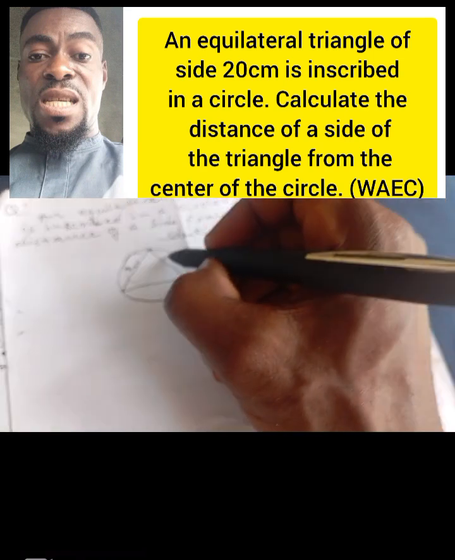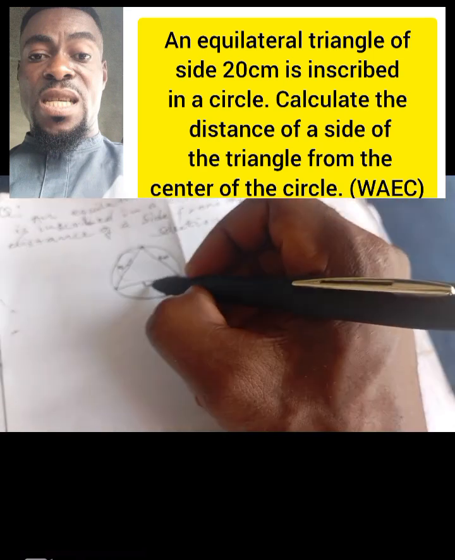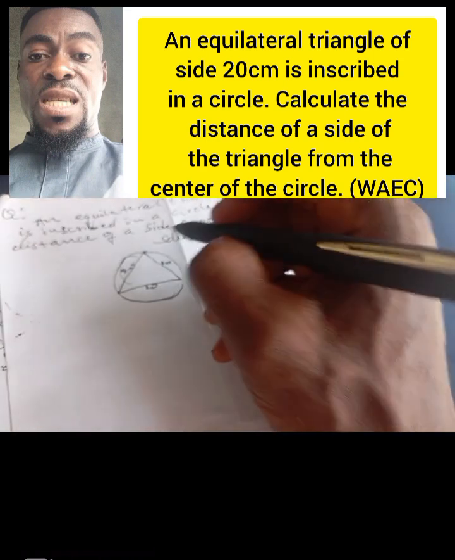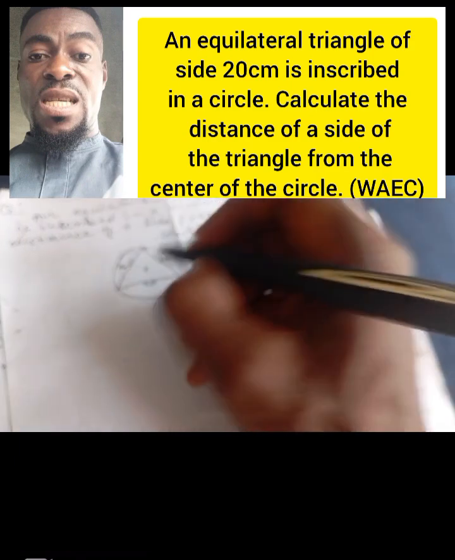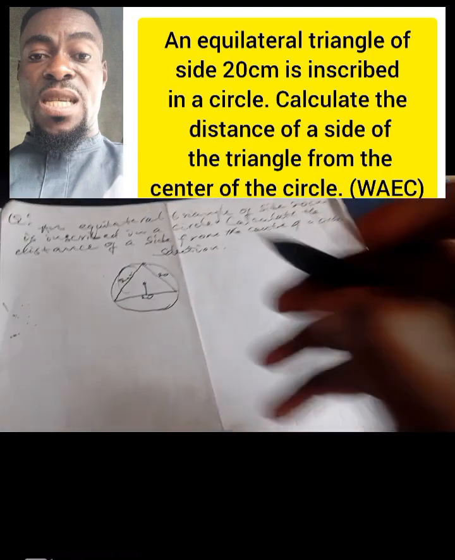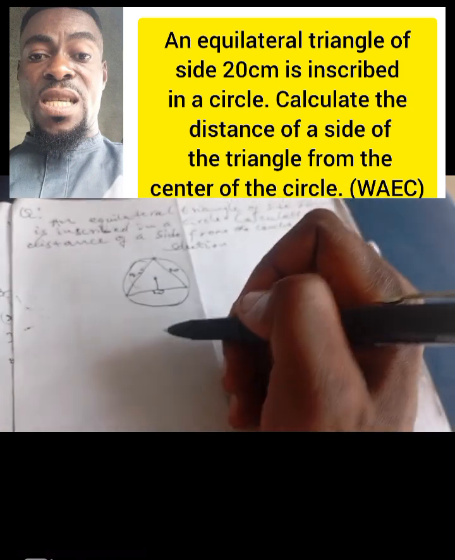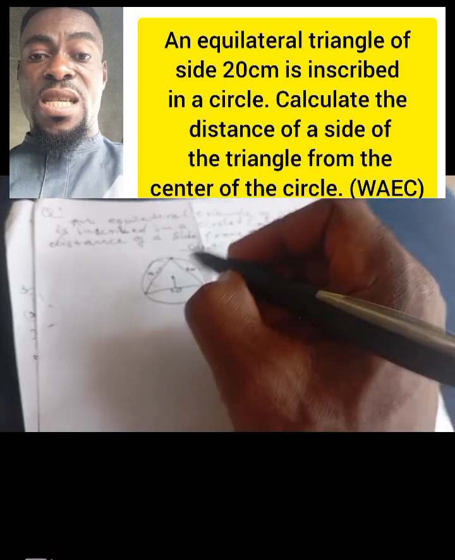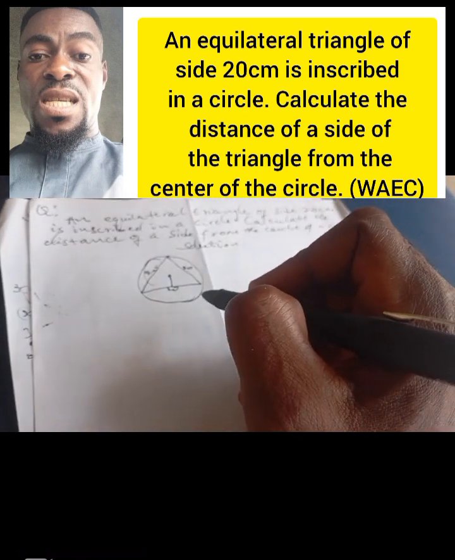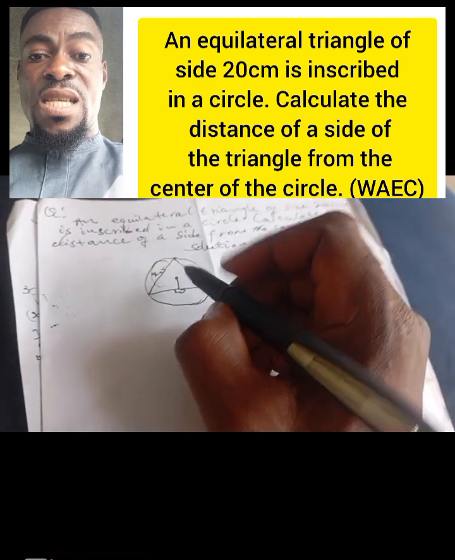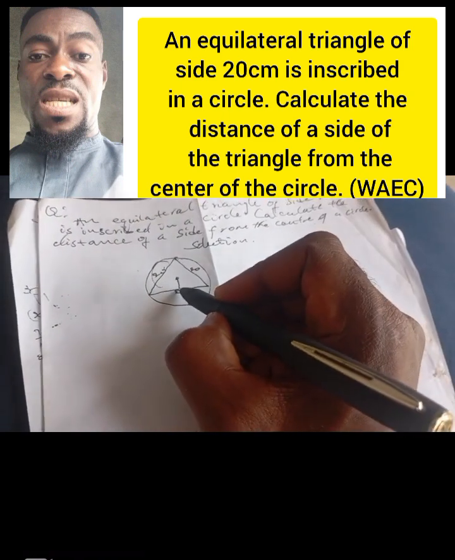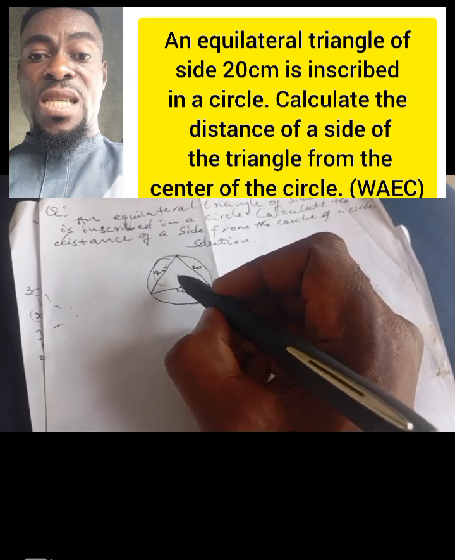Here is 20. Each side of it is 20. An equilateral triangle has three sides equal. So this is the center of the circle. So what you need to do here is to calculate the distance of a side from the center of the circle. This is the center of the circle, this is the side, either this or that.